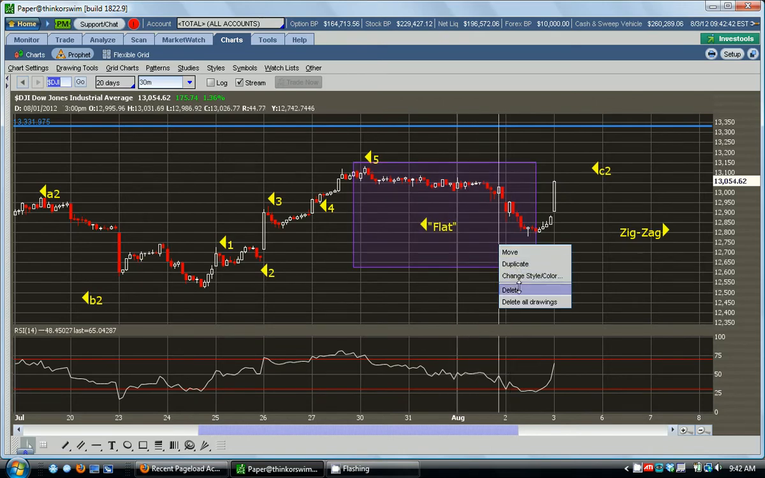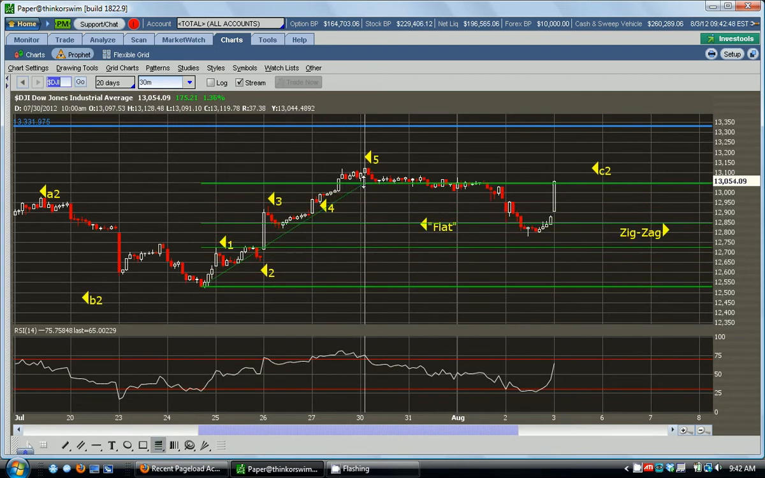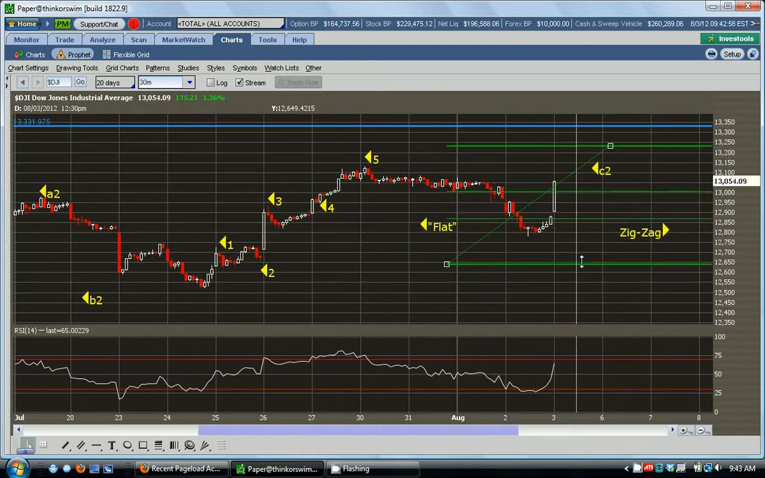As far as price projections go, the first thing that we could do is say that the next move, which is going to be one more move up, one more rally, is going to be the exact same proportion as the first one.